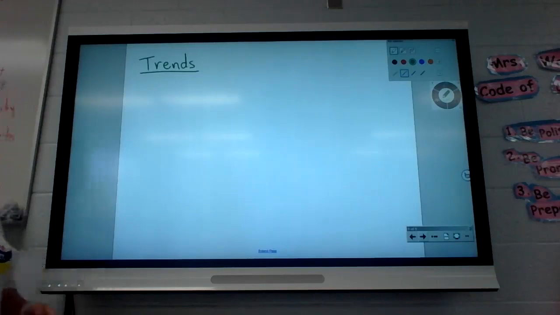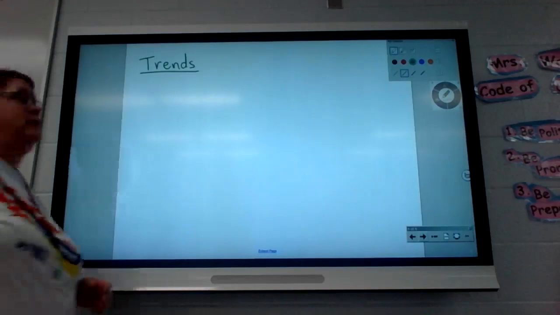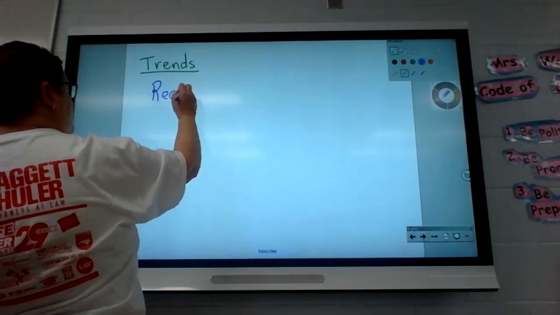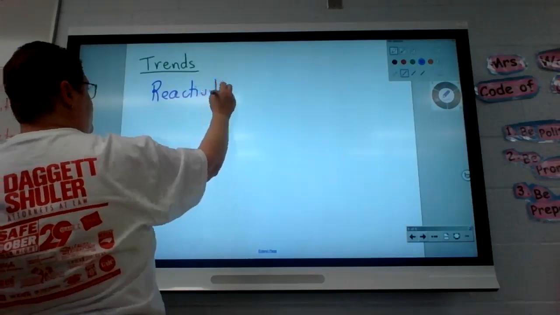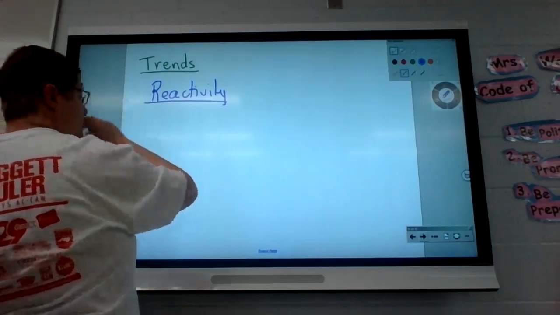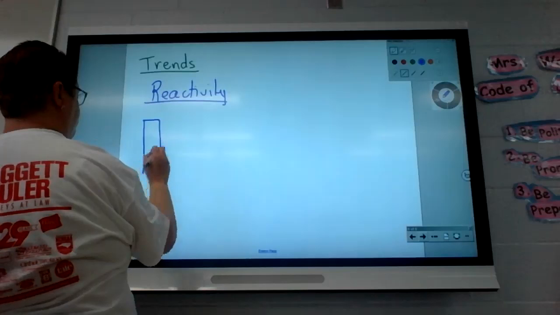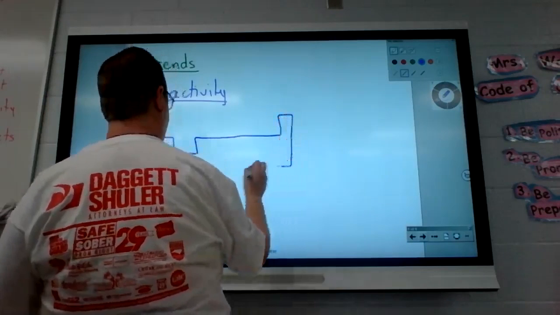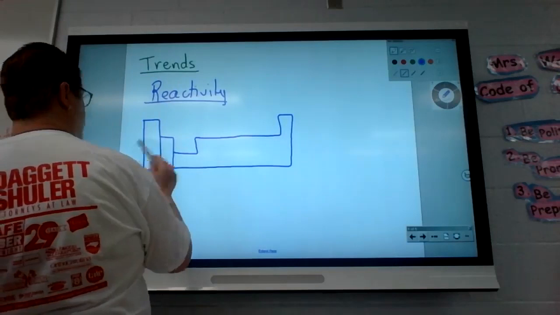Mine's called you guys. So if we talk about trends, we're going to do 2 of them today, just so you get a feel for how it's going to work. We're going to do reactivity first because it's one we've already done. We're just going to add to what you already know. Reactivity is D/BP as the person. We've already talked about reactivity. The lower the number, the more reactive. Your whole body moves.